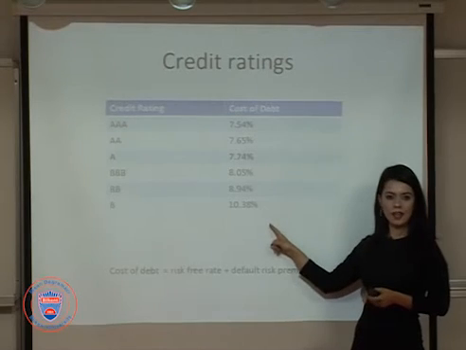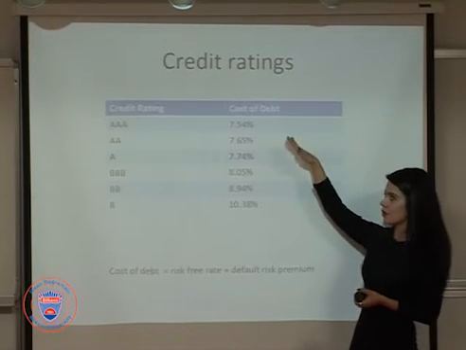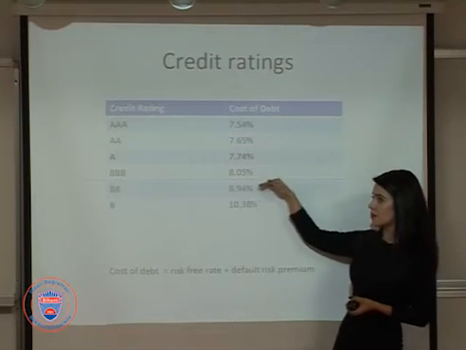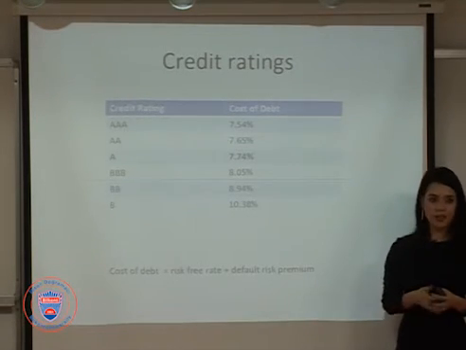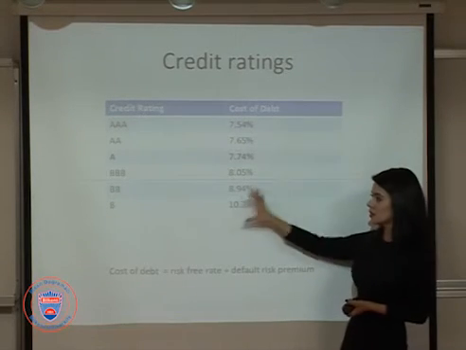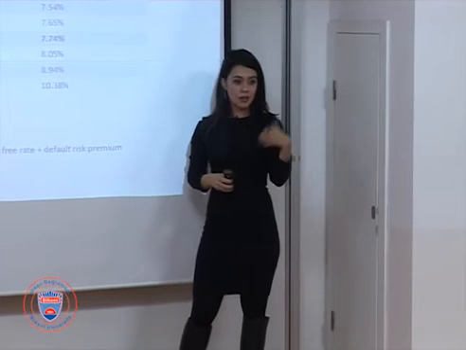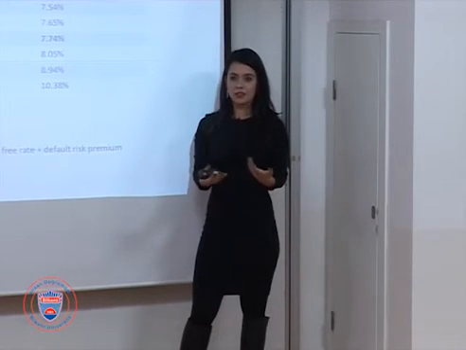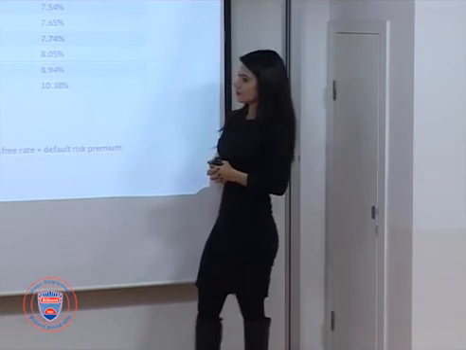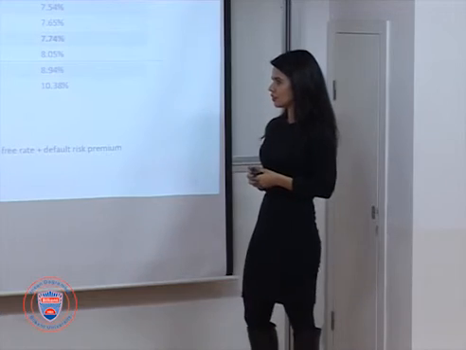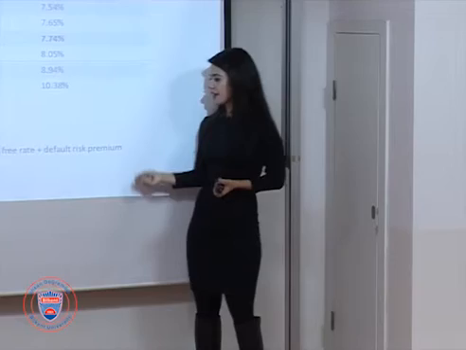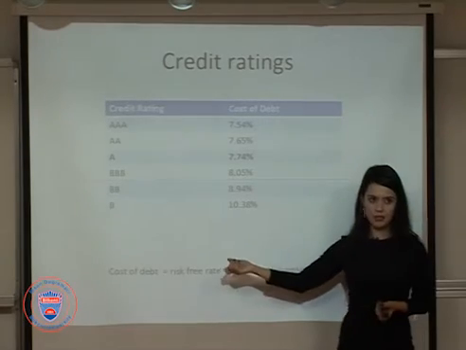Why is it increasing as ratings go from AAA to B? They're riskier. Companies with triple B and higher are called investment grade bonds. These below are junk bonds. The higher the risk, the higher the cost of debt will be. And YTM is also cost of debt. High risk means high expected return, don't forget. Basically, cost of debt is determined by the default risk premium and the risk-free rate.